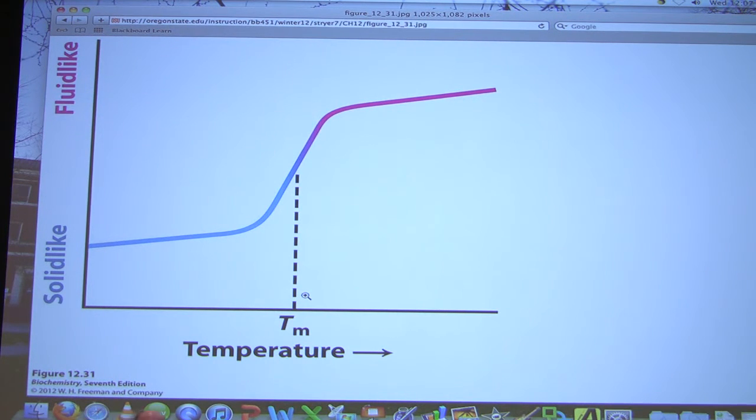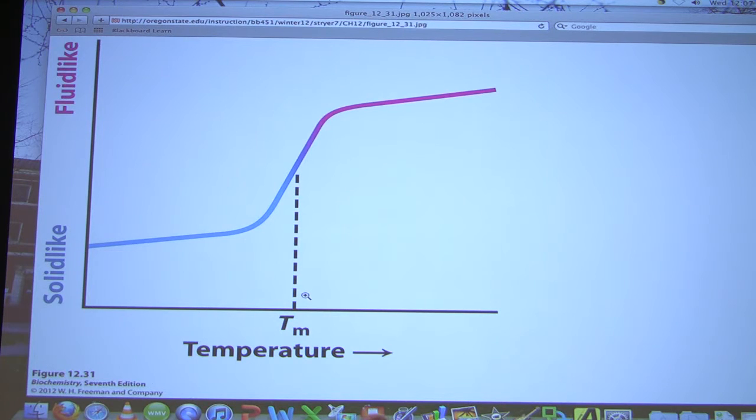That means that at a lower temperature, something that has a lot of unsaturated fatty acids in it will be more likely to be fluid than something that has a low amount of unsaturated fatty acids. All right? On the other hand, if I want to have a higher melting temperature, I would tend to have more saturated fatty acids in my membranes.